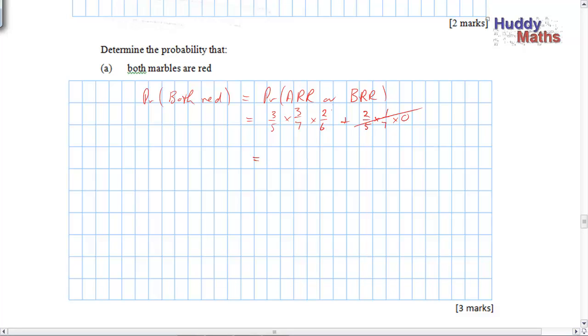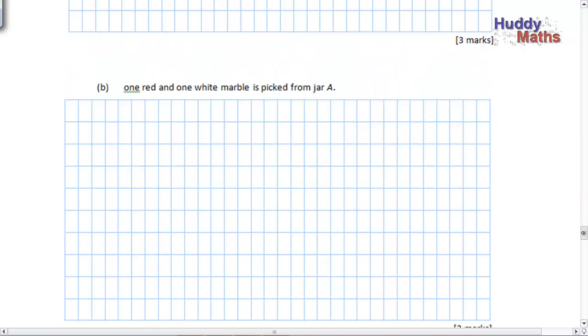And if you start cancelling some of this, that goes into that, that goes to that, so you've got 3/35. Okay, just making sure from the tree diagram, that's why I went back and checked, that you get the right probabilities following those branches of the tree along. Okay, let's look at the next one. And analysing is very important.